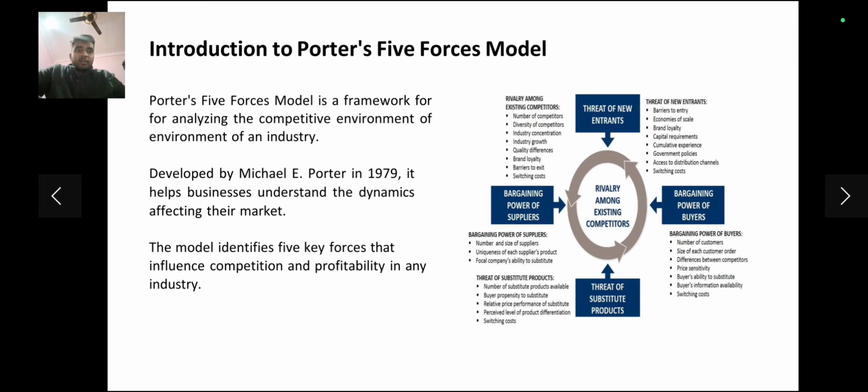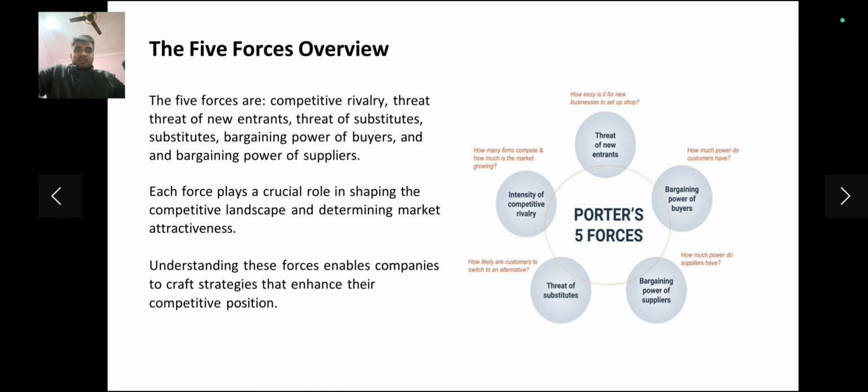Threat of new entrants. This model identifies five key forces that influence competition and profitability in any industry. They are threat of new entrants, bargaining power of buyers, threat of substitute products, bargaining power of suppliers, and rivalry among the existing competitors. The Five Forces model overview.